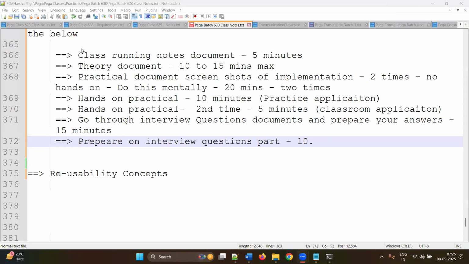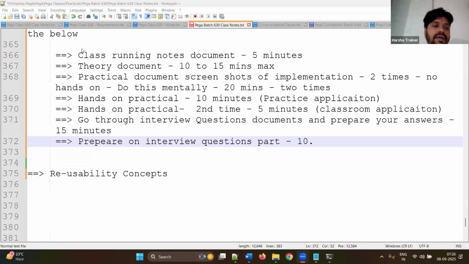Sir, you mentioned practice applications. So you will be providing practical document screenshots. So this would be the session, whatever session we'll be having every day, practical sessions of those. So in the practice application, we will be having another document.